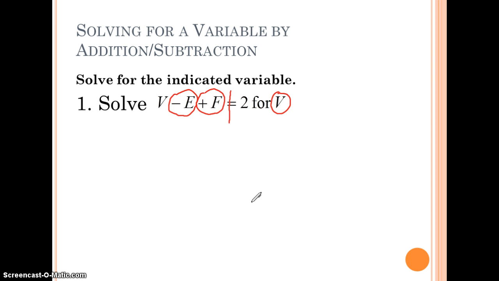Now, in order to get rid of those, to undo those, you do the inverse operation. So we have minus e, the inverse will be plus e, and we do that on both sides. Over here we have plus f, so the inverse is minus f on both sides, in which these will cancel and these will cancel, so that now the only thing I have on this side of the equal sign is my v. So on this side, I have 2 plus e minus f.